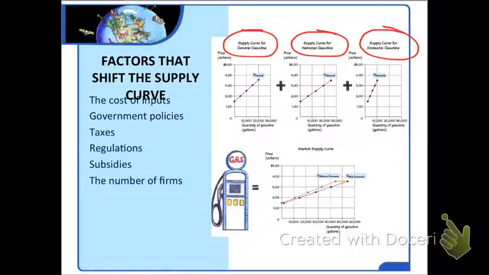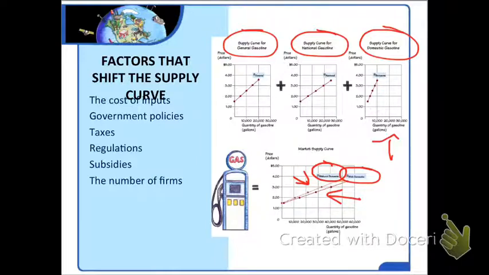Now, with only 2 suppliers, the market supply curve would have been supply without domestic. That would be this supply curve right here. That's the supply curve with only 2 firms in the market. The new market supply curve, however, is found by adding the quantity supplied at each price by the third firm, domestic gasoline, to the other 2 firms. The result is a rightward shift of the supply curve to this new one here called supply with domestic.